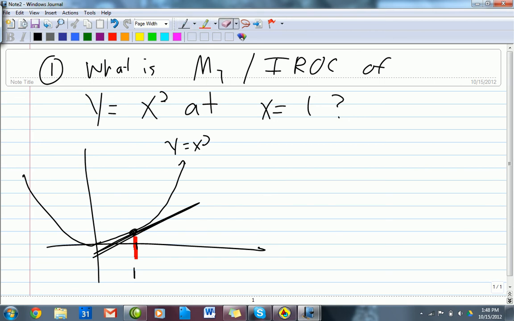All right? So how do I get the slope of that tangent, which I actually want the tangent line to be red? I want the slope of that guy, the instantaneous rate of change at 1. Well, what I'm going to do is start with the slope of the secant line, the average rate of change.